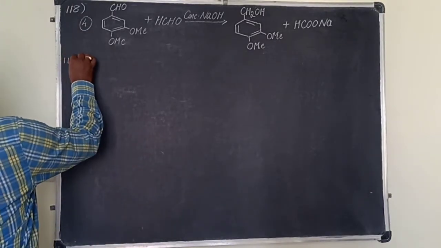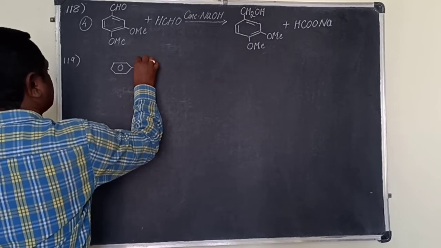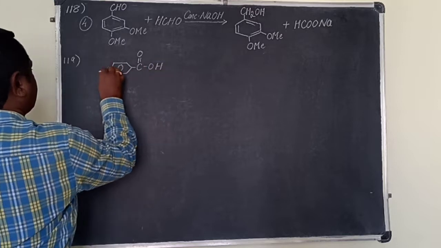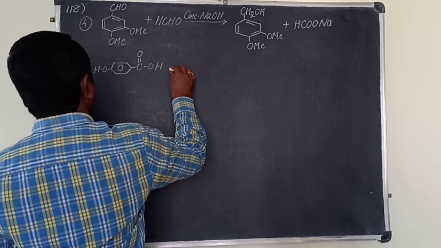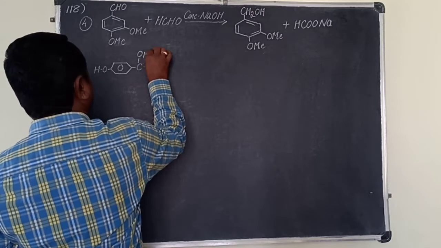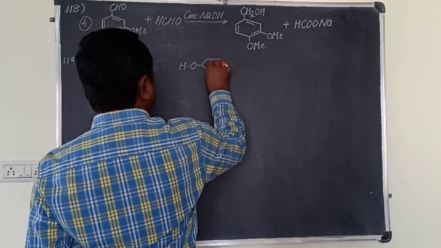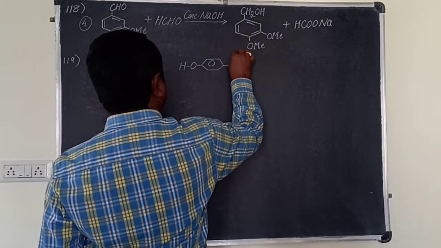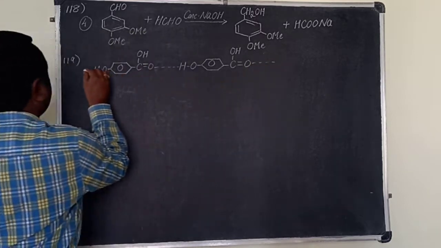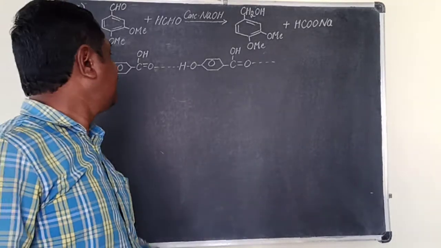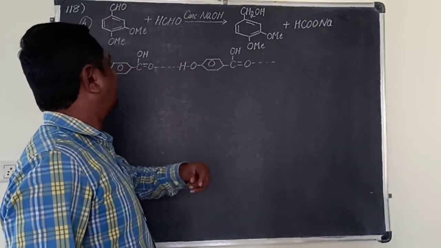Among the ortho and para, C6H5OH... para... COOH. In para hydroxy benzoic acid, there exists intermolecular hydrogen bonding between the molecules of para hydroxy benzoic acid.